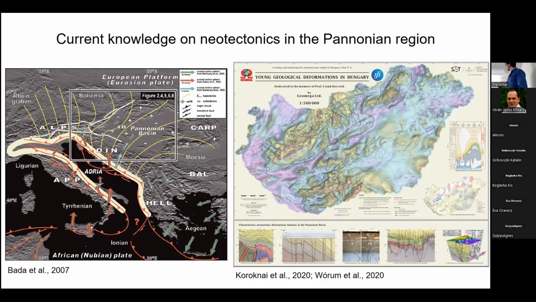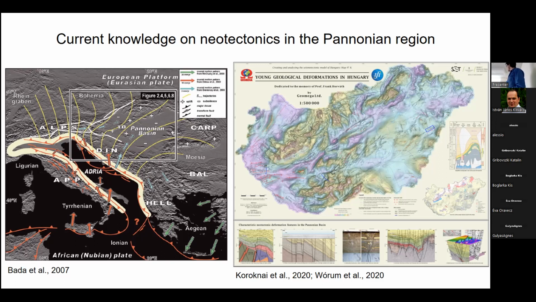And I would also like to highlight these plus and minus signs, which denote the vertical motions of the region. And these plus and minus signs are based on geomorphological, geological observations. So we see the Transdanubian range moving up, and on most places the Carpathian chain is moving up, but the center of the basin is under subsidence.